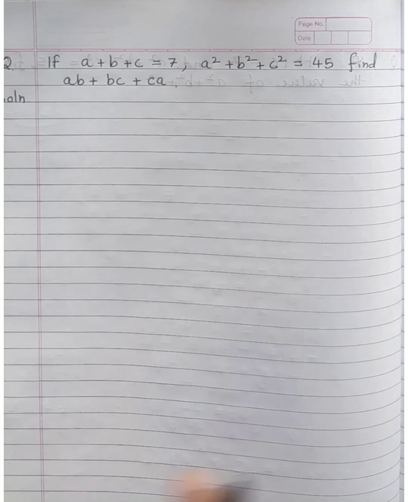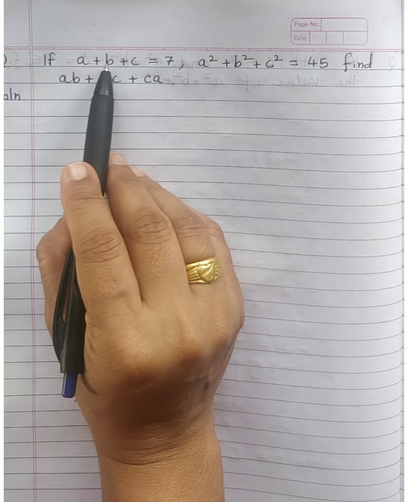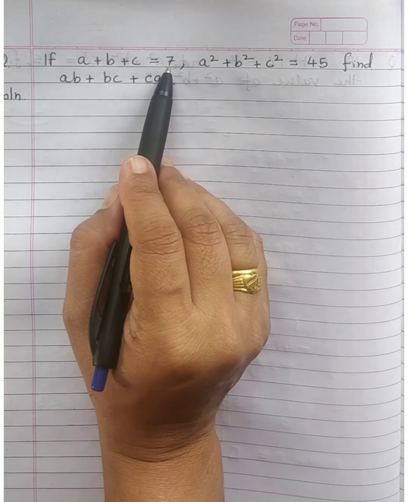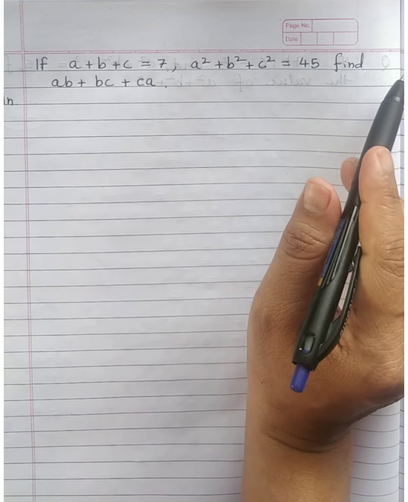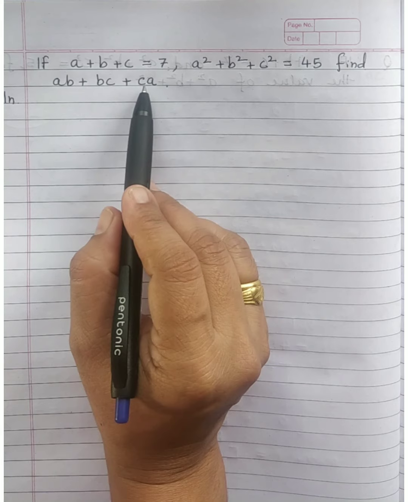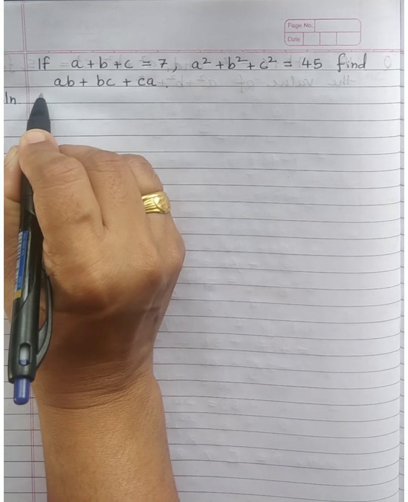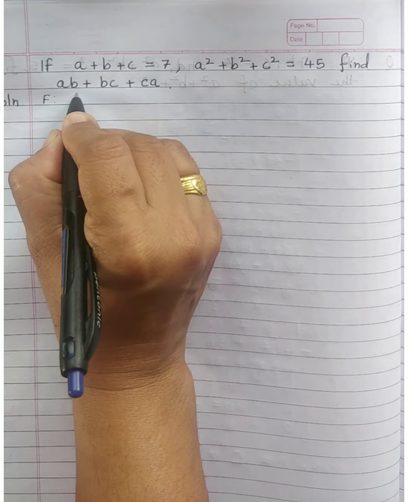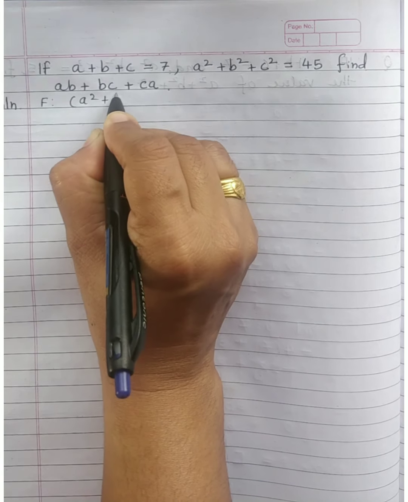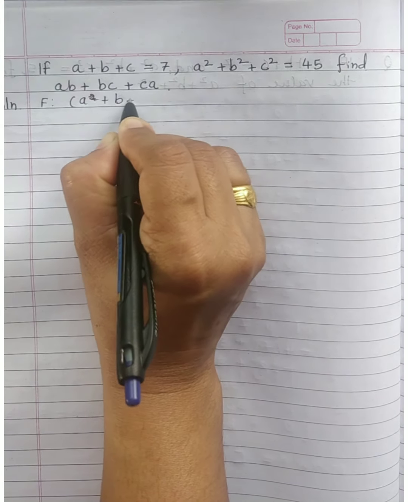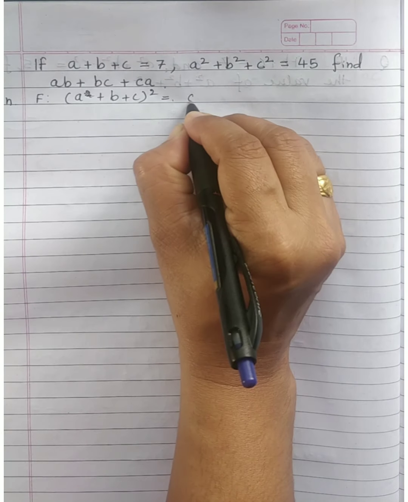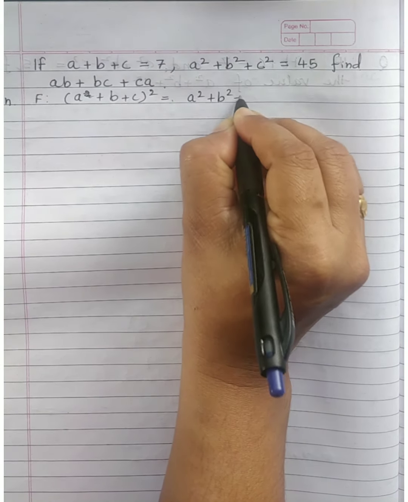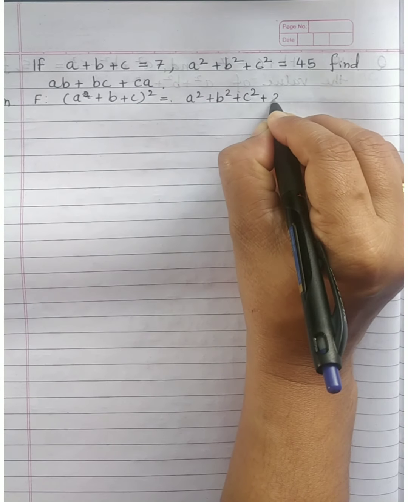Now check out this. If A plus B plus C value is given to you, that is 7. Also a square plus b square plus c square is given as 45. Find AB plus BC plus CA. So the first thing that comes to your mind is which formula we are using. Expansion of A plus B plus C the whole square, expansion of sum of 3 unlike terms: A square plus B square plus C square plus 2.